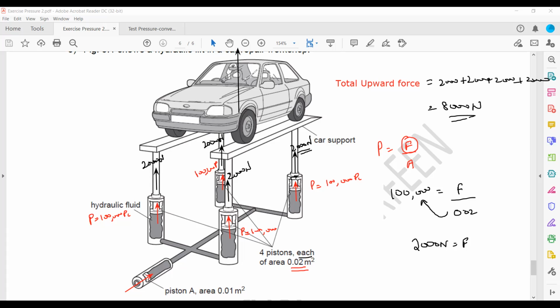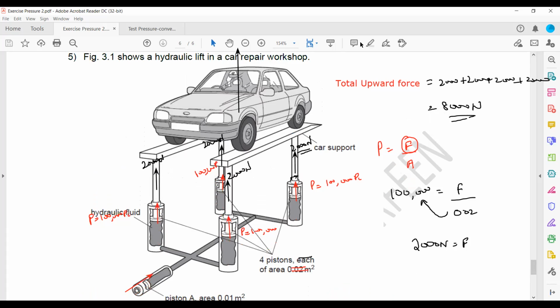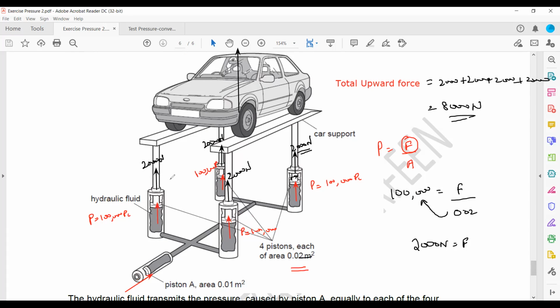So what is the advantage? Look, how much force we applied in the beginning. As you can see at the beginning of the question, we applied a force of only 1000. But as a result of the hydraulic principle, our pressure is transferred equally, so that our force is multiplied, as there are 4 pistons. We apply 1000, but the total upward force is 8000 Newton. So using a small force, we are able to lift a heavy object. That is the main advantage.